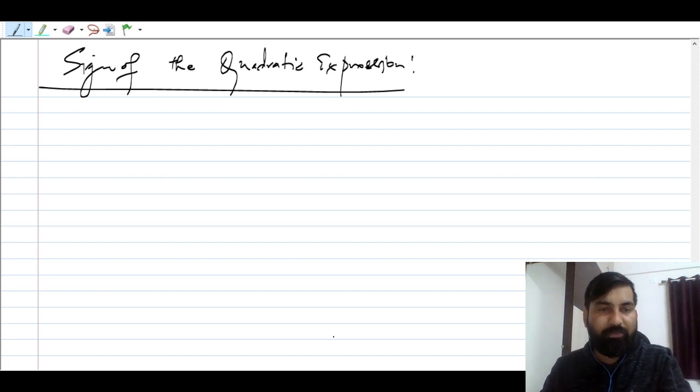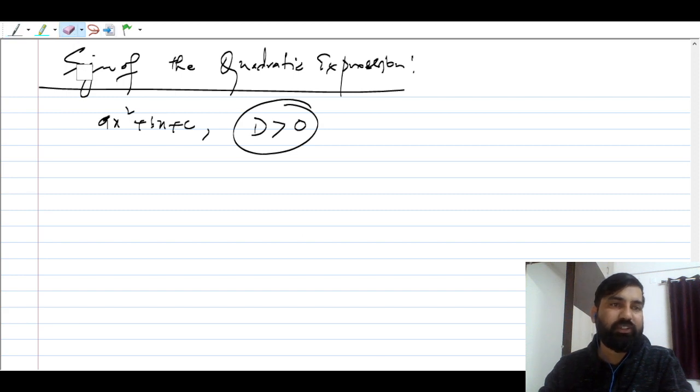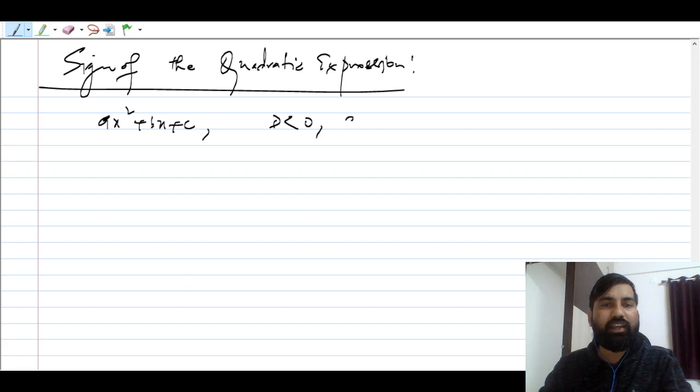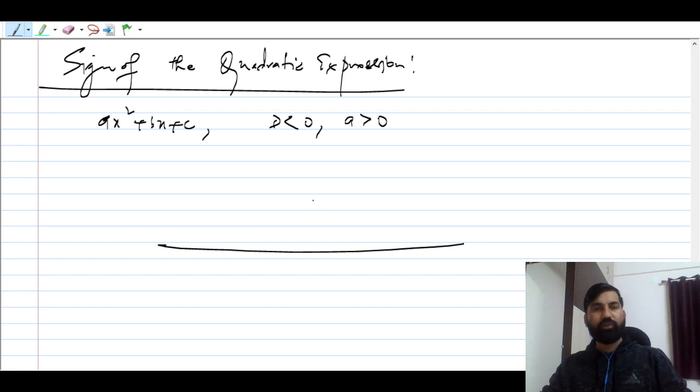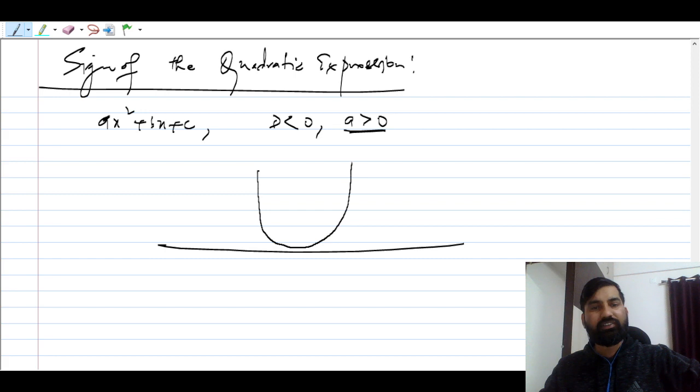right? So here you will have three situations. Just remember ax square plus bx plus c and d. If d is less than 0, and a is greater than 0, so what kind of plot are you going to get? When a is greater than 0, you will always get this kind of plot, okay? And this plot is not going to touch the x-axis.